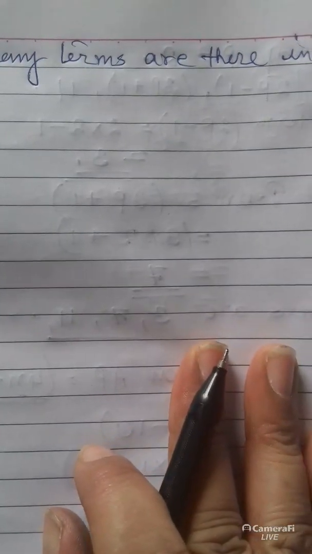Now next, how many terms are there in the AP 6, 10, 14, 18, up to the last term 174? That means 174 is the nth term. This is the last number, so 174 is the nth term.